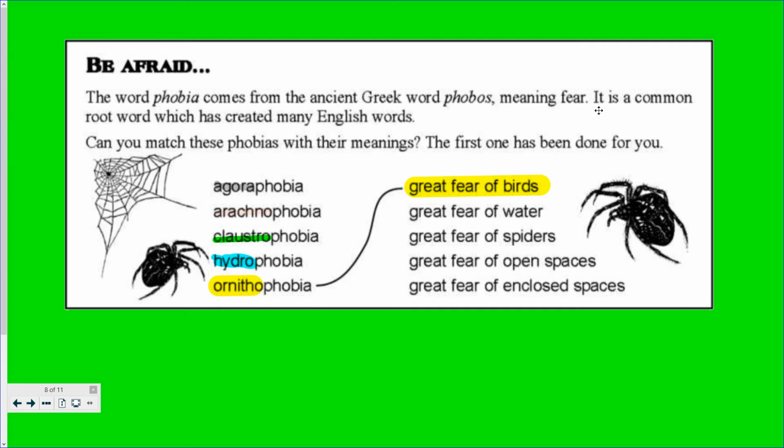It's a common root word in many English words, and we're going to be looking at changing some of the prefixes to phobia and see if we can come up with the meaning. For instance, ornitho means bird, and phobia means great fear of. So that means a great fear of birds. A lot of times when we say the definition, we'll start with the root. Hydro means water, so we have a great fear of water. On this one, all we have to do is connect it up to the water.